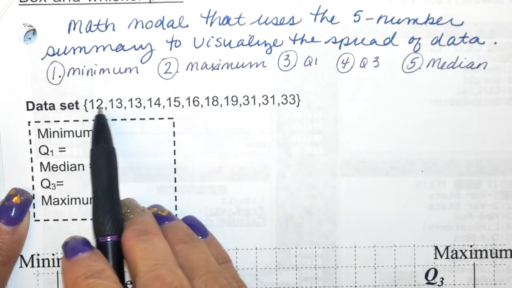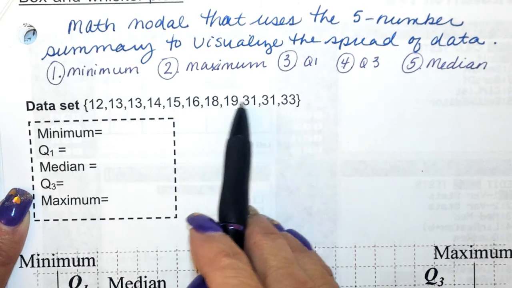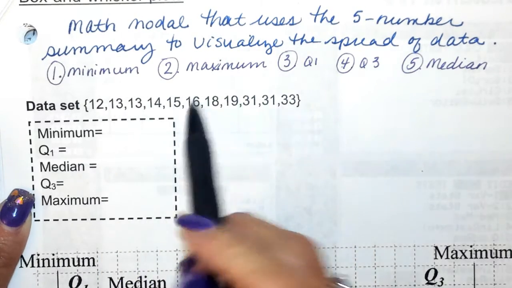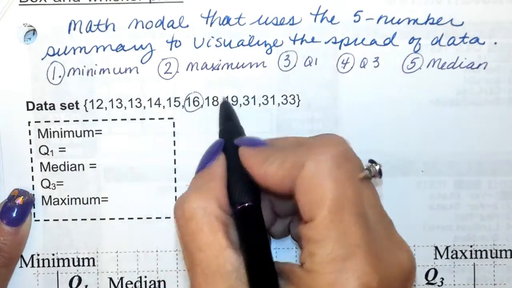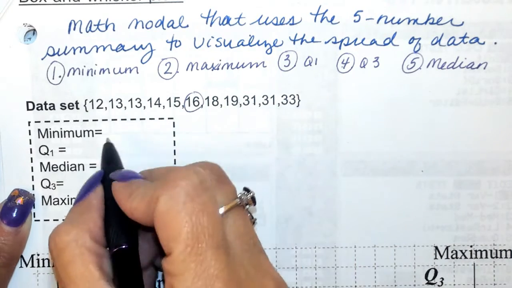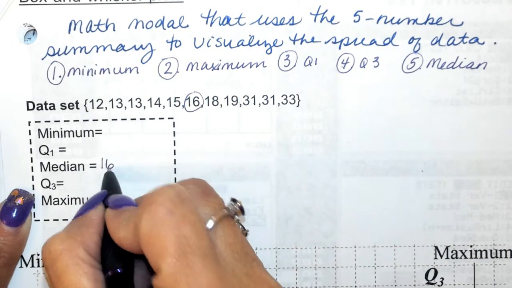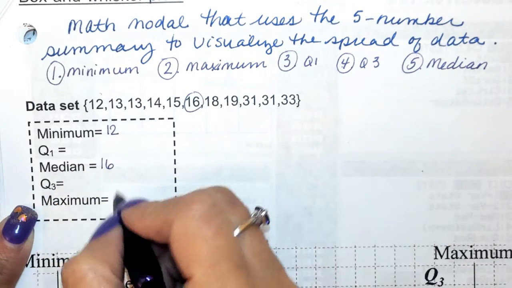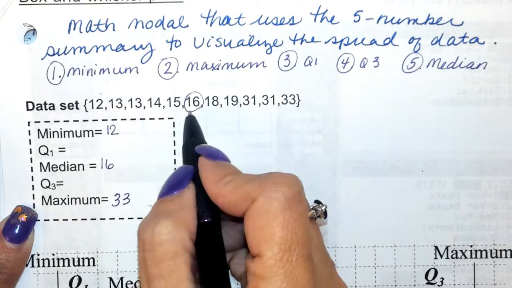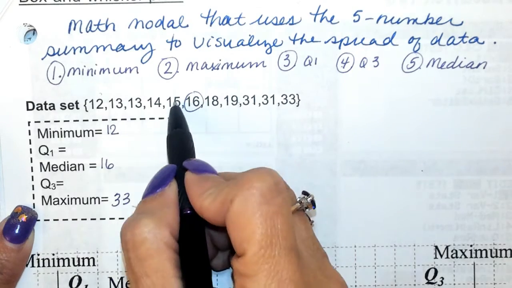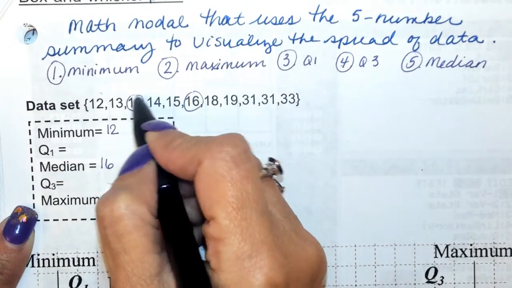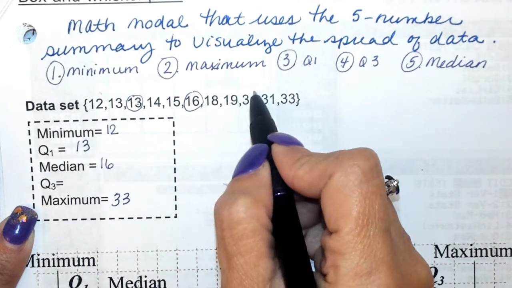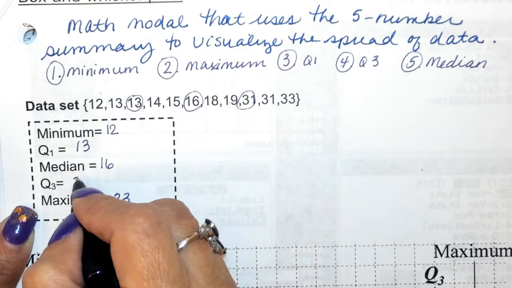All right, I'm going to count the data. 1, 2, 3, 4, 5, 6, 7, 8, 9, 10, 11. Okay, that means number 6, 1, 2, 3, 4, 5, 6, is the middle term. 5 on the left, 5 on the right. So the median is 16. The minimum value is 12. The maximum is 33. Q1 is the median of the lower half, so 1, 2, 3. So it's going to be 13 for Q1. And the middle value of the upper half, 1, 2, 3, is 31.